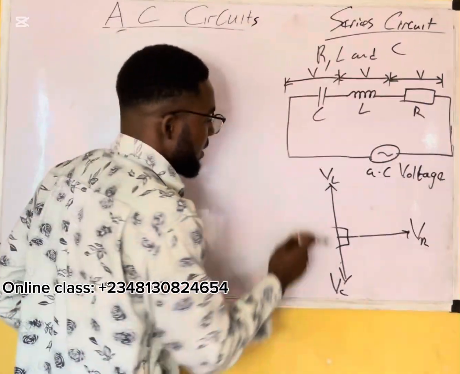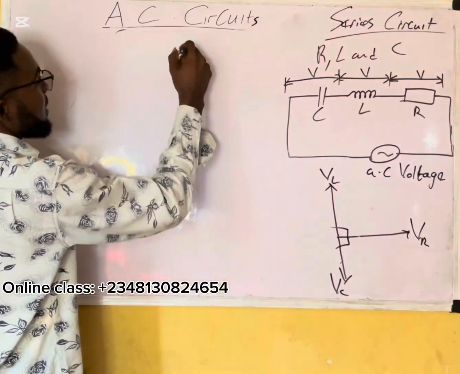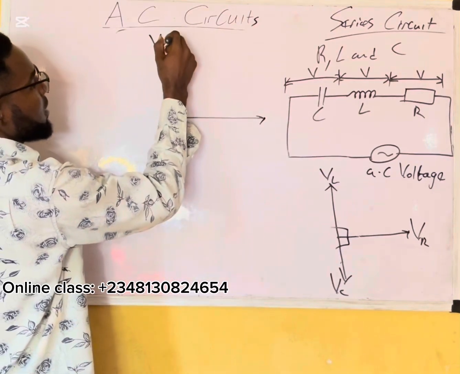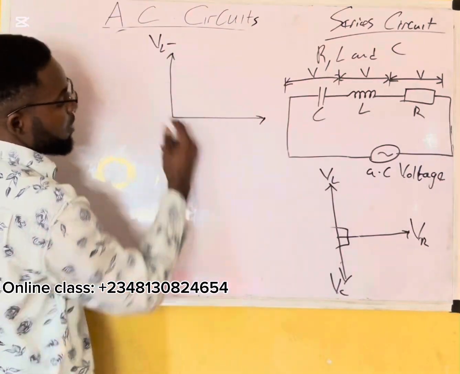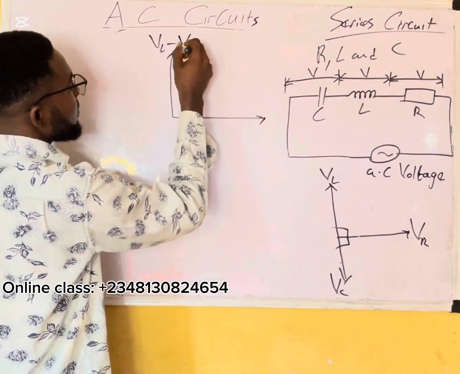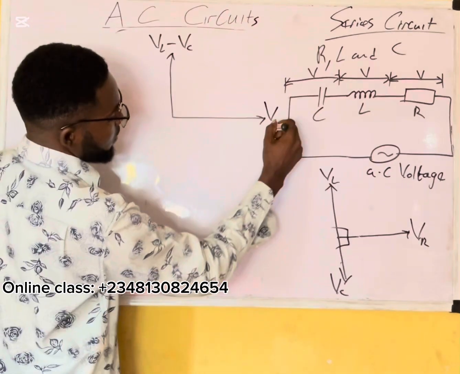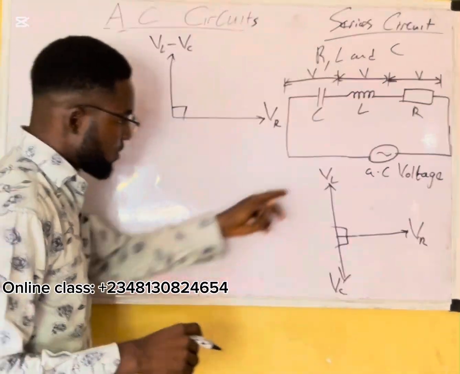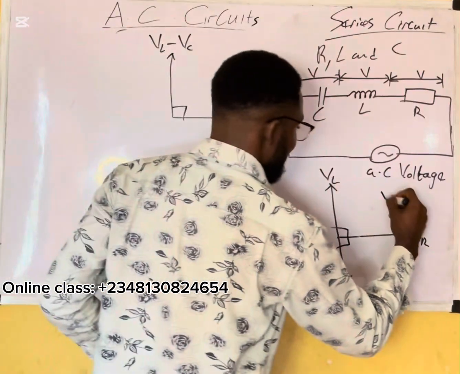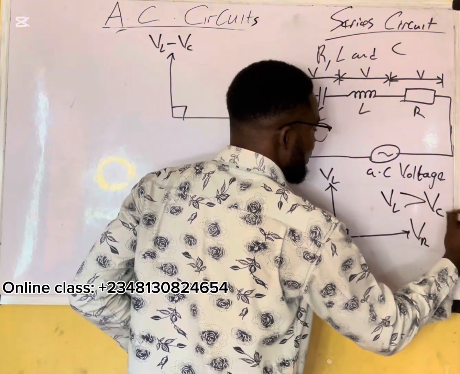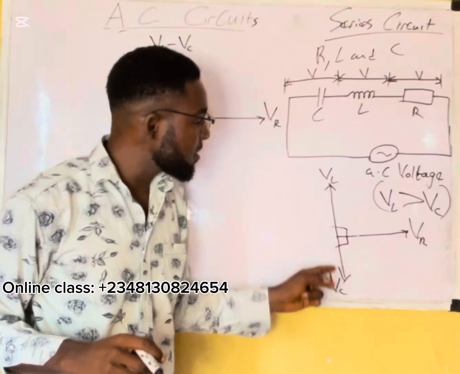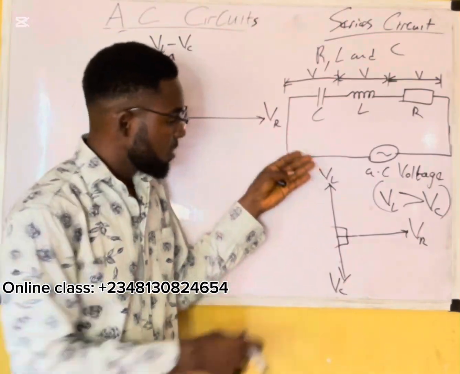To get the effective voltage across this, first we resolve this. This is a vector field. First we resolve this. It's going to look like this. This is V subscript L minus V subscript C, taking the positive difference. Then this is V subscript R, perpendicular to each other. First we subtract these two to get the effective voltage, in the sense that V subscript L is greater than V subscript C. If V subscript C is greater than V subscript L, you do the reverse.